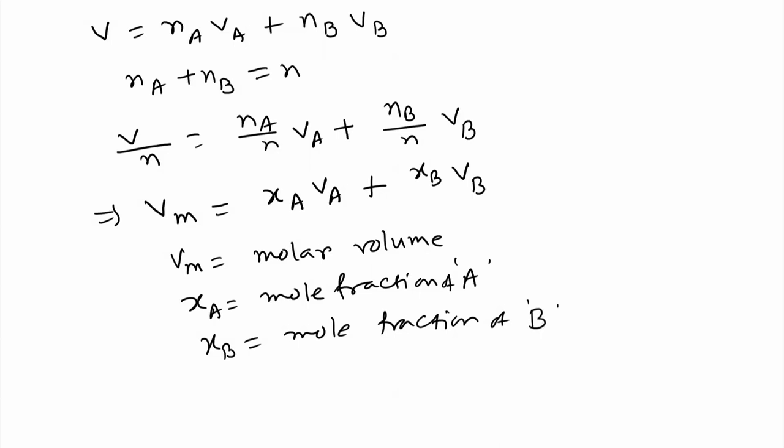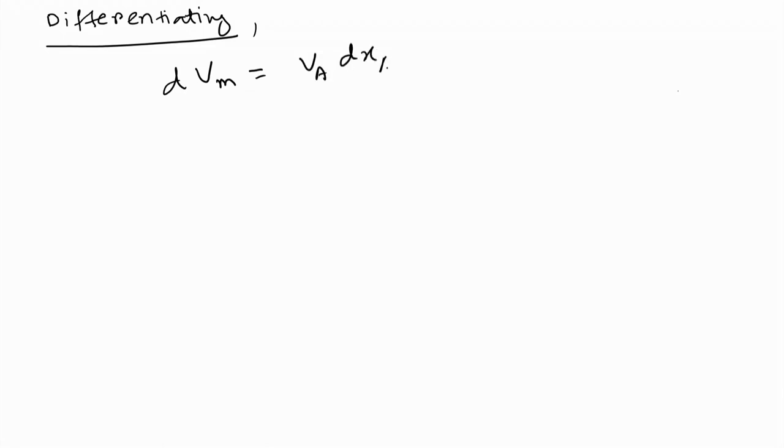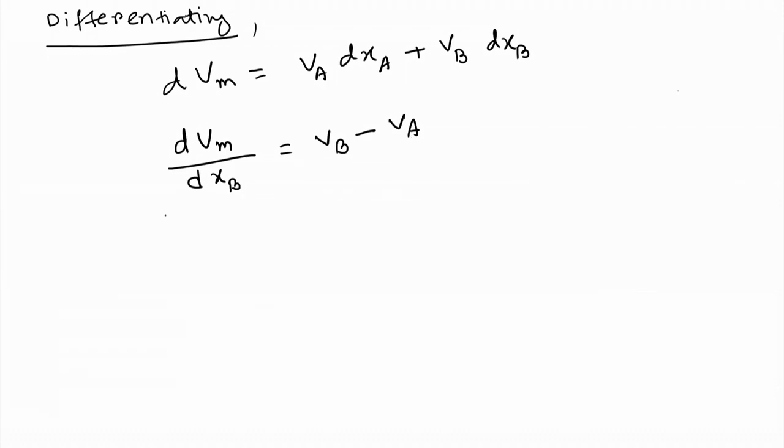Okay, now if we differentiate, we get, on differentiating, dVm. Okay, and then you can write dVm by dxB is Vb minus Va, and then we can write Vb is Va plus dVm by dxB.